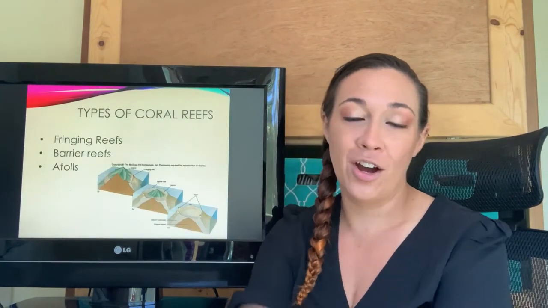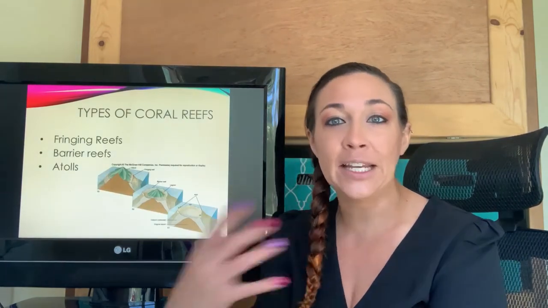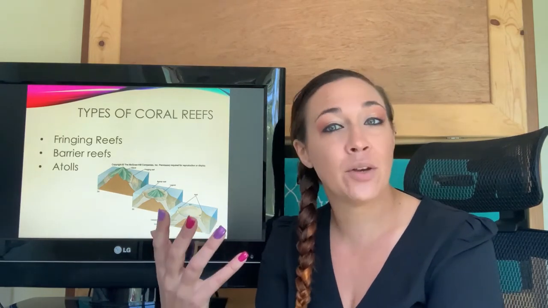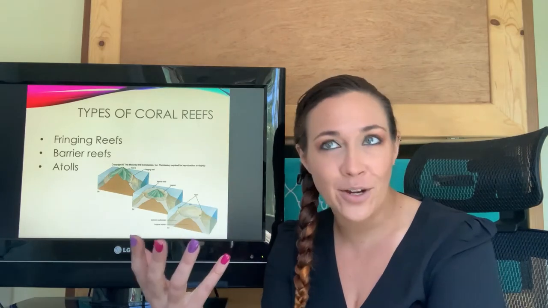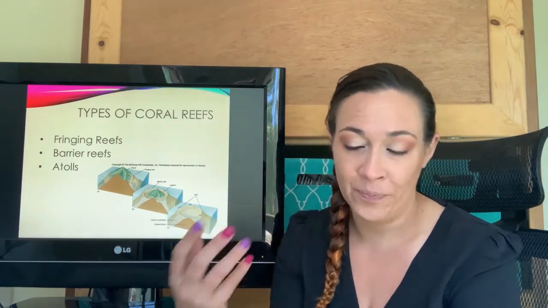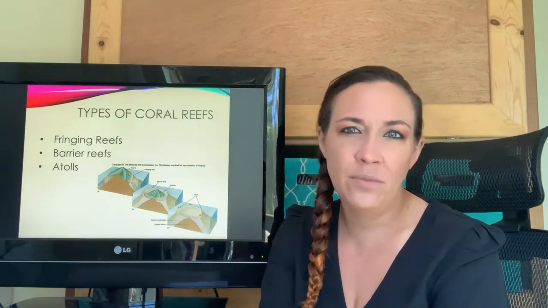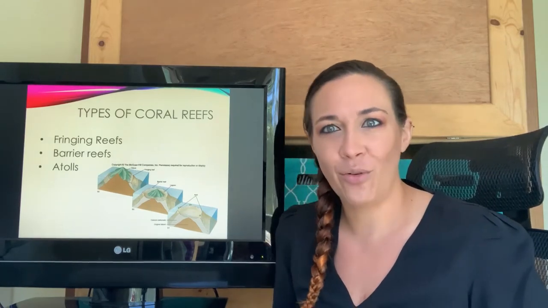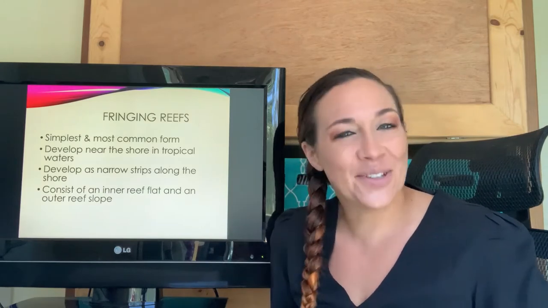Now, there are some developmental stages that lead up to an actual coral reef. The first one is going to be a fringing reef, followed by a barrier reef, and the last one is going to be an atoll. So we're going to go through these steps right now, and I would definitely know how these at least are formed. It might be a good essay question. I don't know.